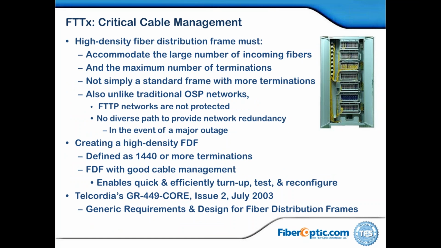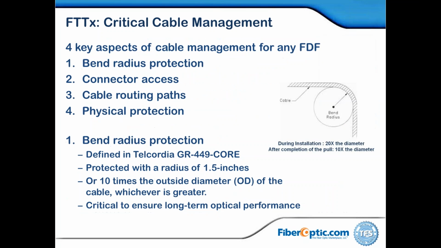Okay. Again, cable management is key. We want to do high density frames, save space as much as we can. But unlike traditional networks, fiber networks are not protected, meaning there's no diverse path for network redundancy in the event of a major outage. Point A to point B is what was here through splitters. So back at the fiber distribution frame, which you would consider more than 1,440, so some good numbers here. It means that you can quickly and efficiently turn up, test, and reconfigure your networks. And that's basically out of the Telcordia spec that you see here.